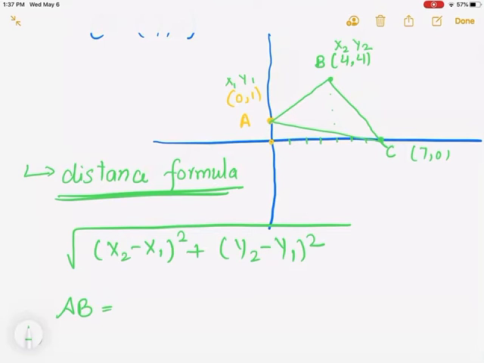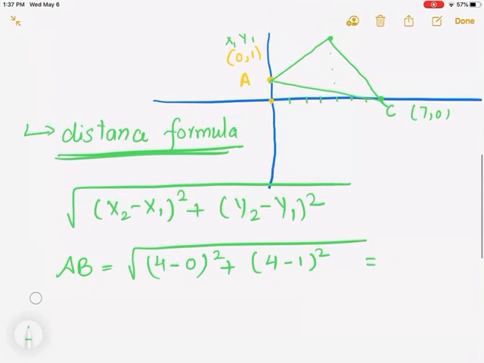Okay, so let's plug everything in. I see x2 as 4 minus 0 squared, y2 is 4 minus 1, and then squared. If I simplify, this is going to be 4 squared, 16, plus 4 minus 1, 3 squared, 9, under the square root. So the square root of 25 is equal to 5. That's what I know so far.